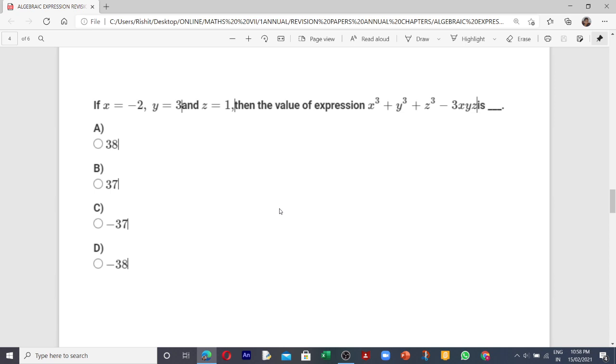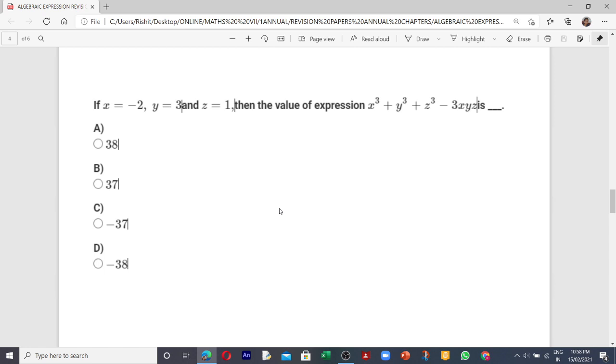X is equal to minus 2, y is equal to 3, z is equal to 1. Three variables are there. So what will be the value of this expression? X cube plus y cube plus z cube minus 3xyz. What will be the answer, children? Substitute the value of x, y, z.